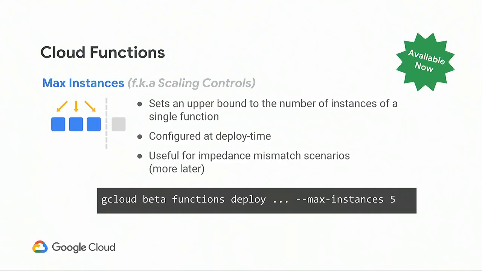Okay, some new features that we alluded to last year on Cloud Functions, and we'll go into a little bit more detail now. Max instances, which last year we referred to as scaling controls. This allows you to set a maximum number of instances of your Cloud Function, an upper bound. You configure this at deployment time. It's really useful for situations where you have perhaps a back-end system that has a limited capacity.